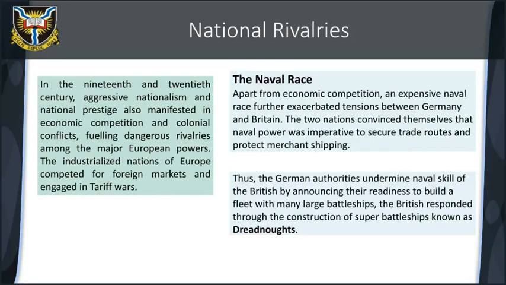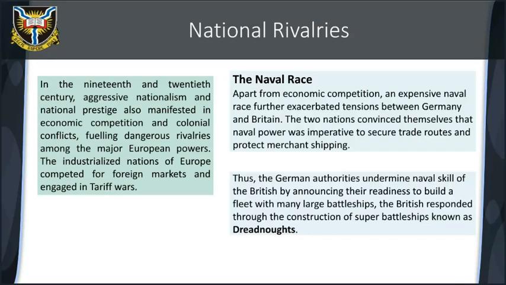National rivalries. In the 19th and 20th century, aggressive nationalism and national prestige also manifested in economic competition and colonial conflict, fueling dangerous rivalries among the major European powers. The industrialized nations of Europe competed for foreign markets and engaged in tariff wars. The rivalries.